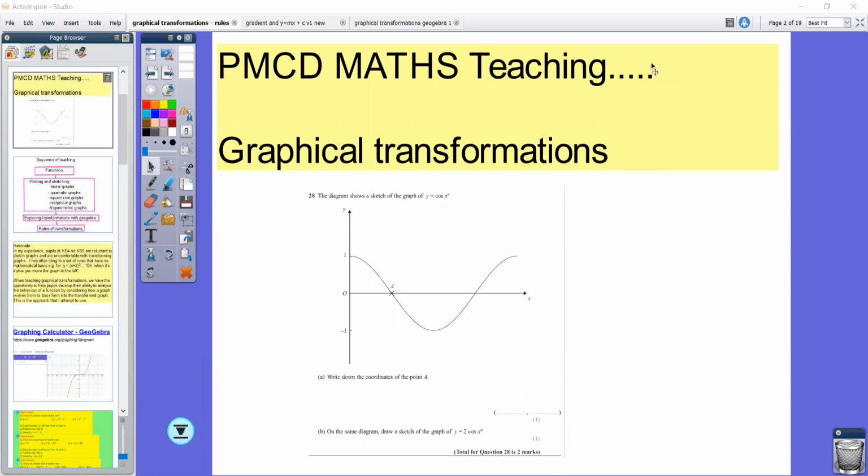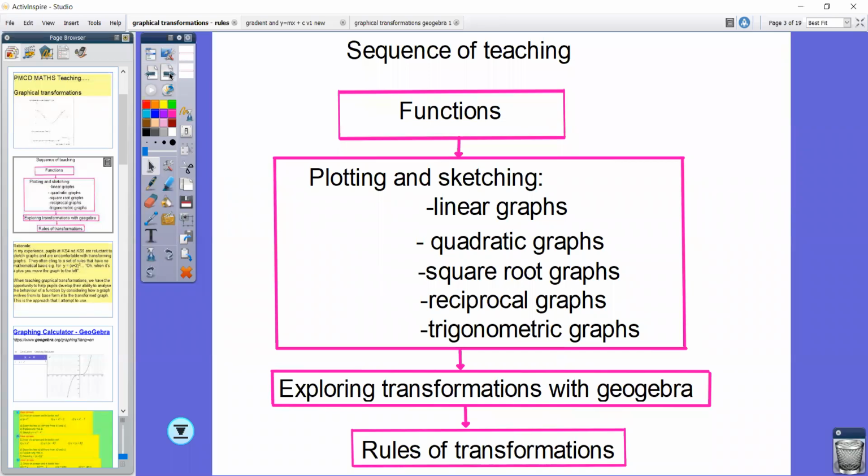So getting straight into it, we all probably know how to do those graphical transformations, but it is a tricky one to teach and to do well, I think, anyway. So, sequence of teaching, I'll put up there. It's not necessarily that you have to do one after another, but I think the best order is this.